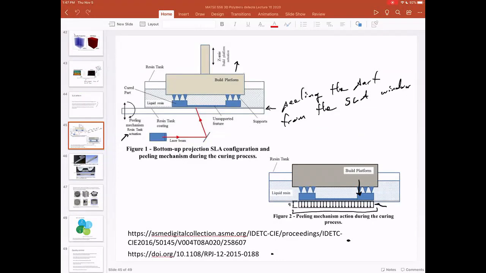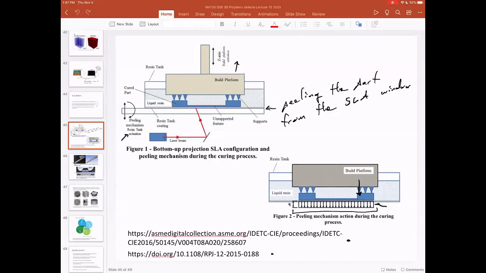That pulling force can create defects if you have bridge structures or overhang structures. This is a nice paper that goes into the idea of what is the force on the part as you're printing due to this pull-off mechanism. We saw this in Formlabs. They have a lot of IP on how you might release the part from the window.